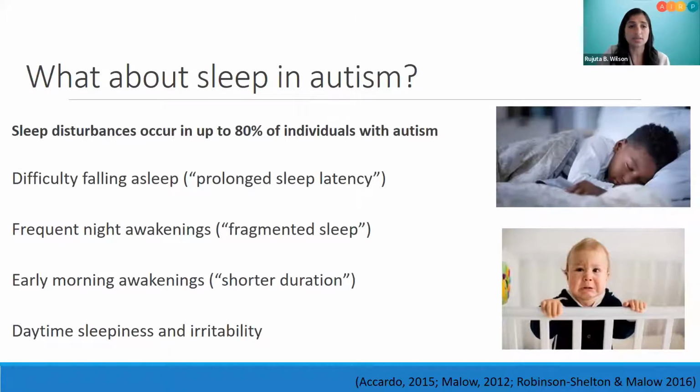But when we talk about sleep disturbances in autism, we talk about across the board. We talk about difficulty falling asleep, or what we refer to in the clinical realm as prolonged sleep latency. We talk about frequent night awakenings, which we often call fragmented sleep. We talk about early morning awakenings, so that's shorter durations of sleep. And because of these issues, we often talk about daytime sleepiness and irritability. So let's talk a little bit about the etiology of sleep difficulties or impairments in autism.